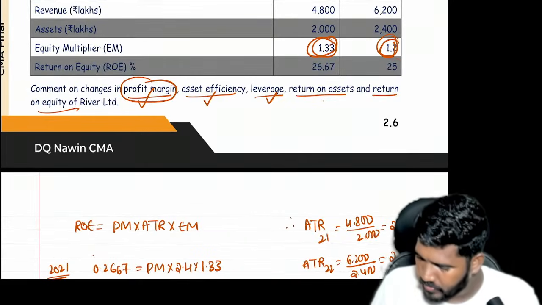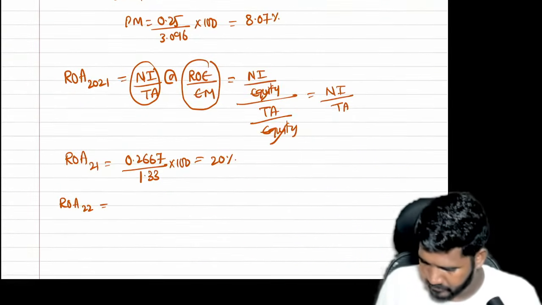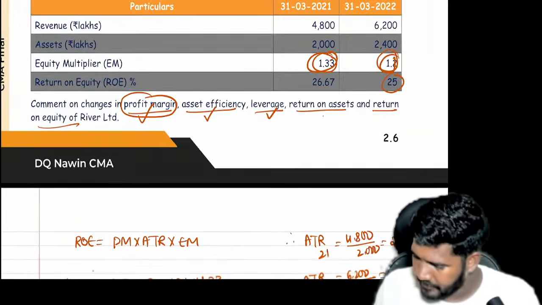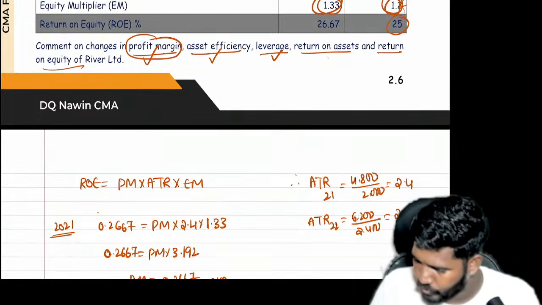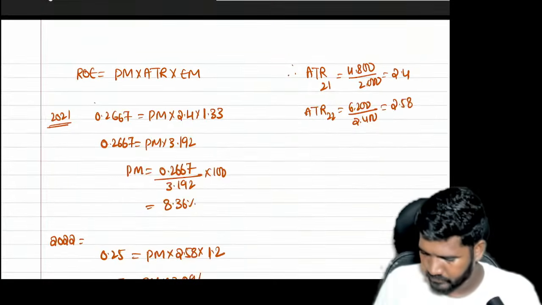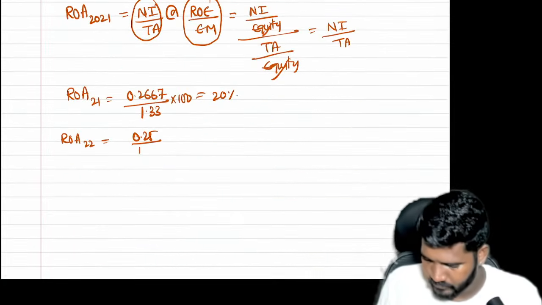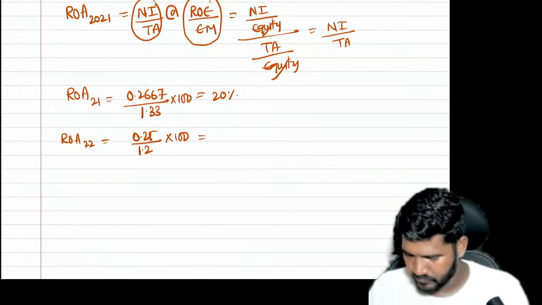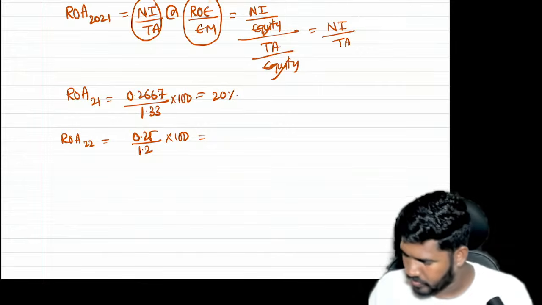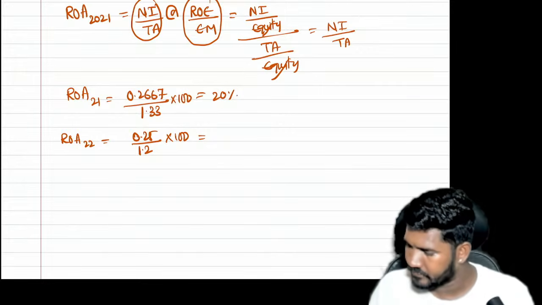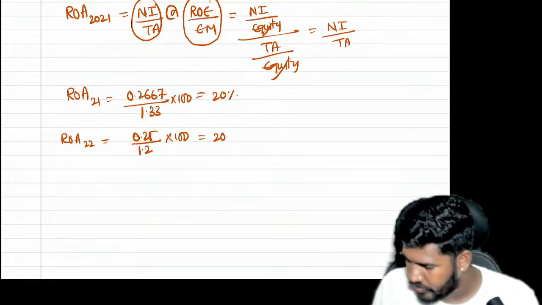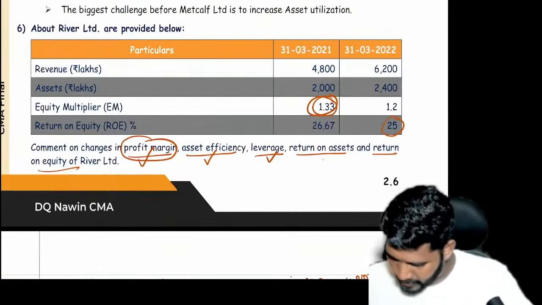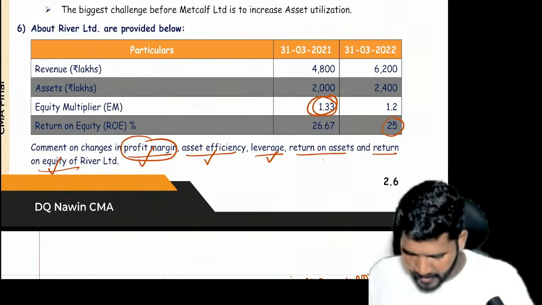Return on equity 25%. Equity multiplier 1.2. 0.25 divided by 1.2 into 100 gives 20.83%. So all completed. Return on equity they are already given.